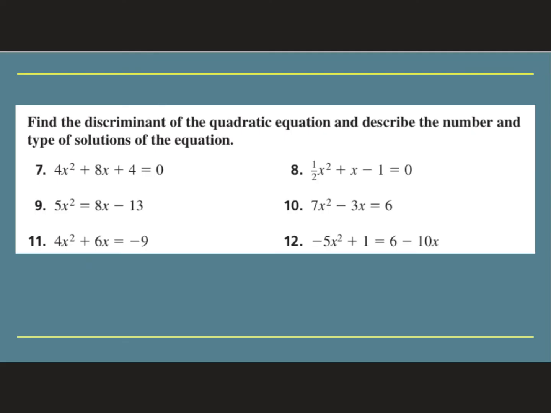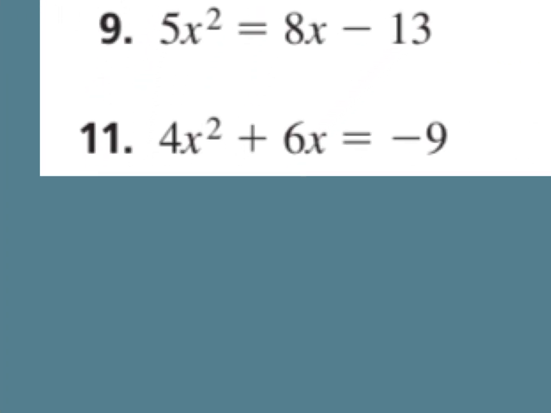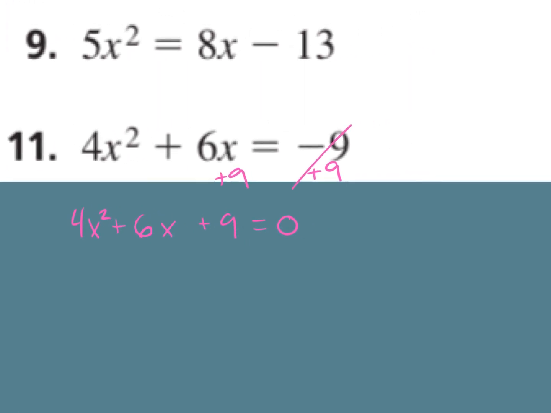All right, we're going to do a couple more to practice. So let's do number 11. What do I need to do first? Make it equal to 0. So I'm going to add 9 to move it to the other side. So what's my new equation? Awesome. 4x squared plus 6x plus 9 is equal to 0. So make sure you keep it in standard form. To find the discriminant, my formula, again, is b squared minus 4ac. What's my a? 4. What's my b? 6. And what's my c? 9.